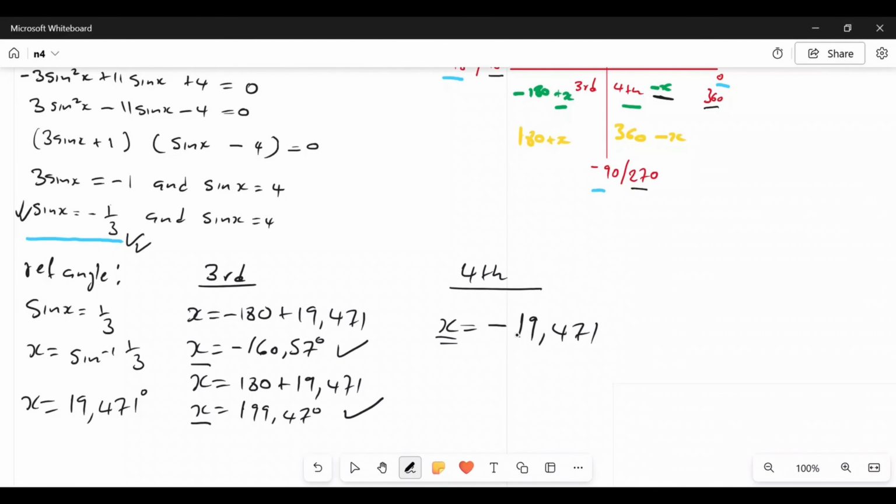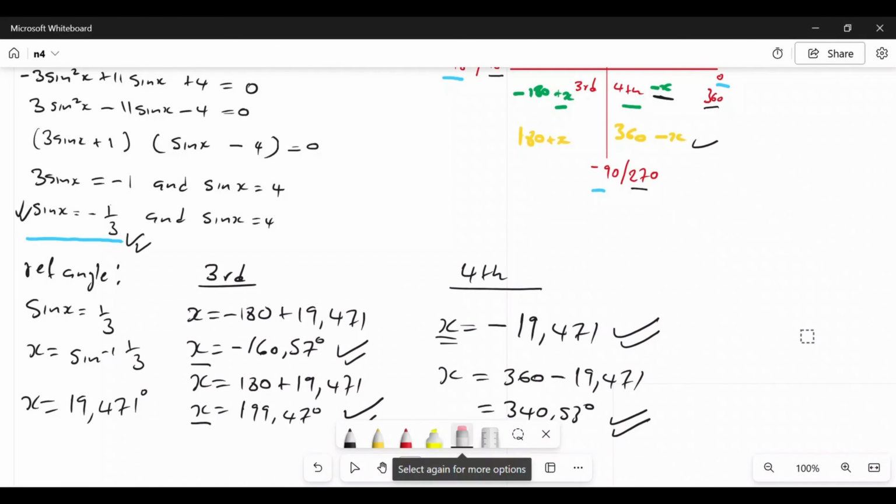What is our x on the fourth quadrant? Now, when we are moving forward, you're going to consider 360 minus x. So x is going to be 360 minus 19.471. And then our final answer for this one is going to give us 340.53 degrees. So these two here are the answers on the fourth quadrant when it's going backwards and when it's going forward. I hope you guys understand this because it can be very, very tricky. And all these four answers are when sine x is equaling to -1/3. So these are the answers when our sine is negative.